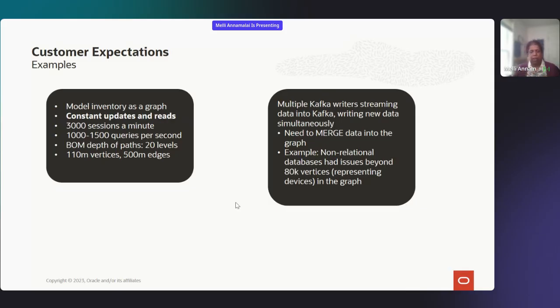I need to go down. I have this bill of materials graph, to take an example from manufacturing. I need to go down 15 levels or 20 levels. And I need to do this concurrently for large size graphs.